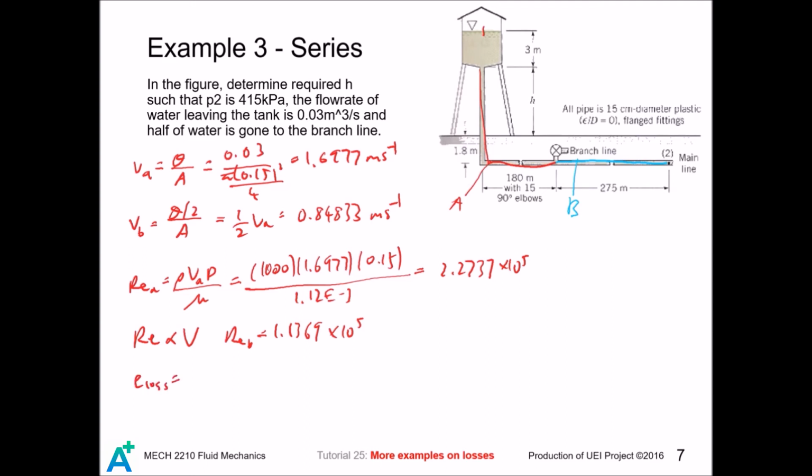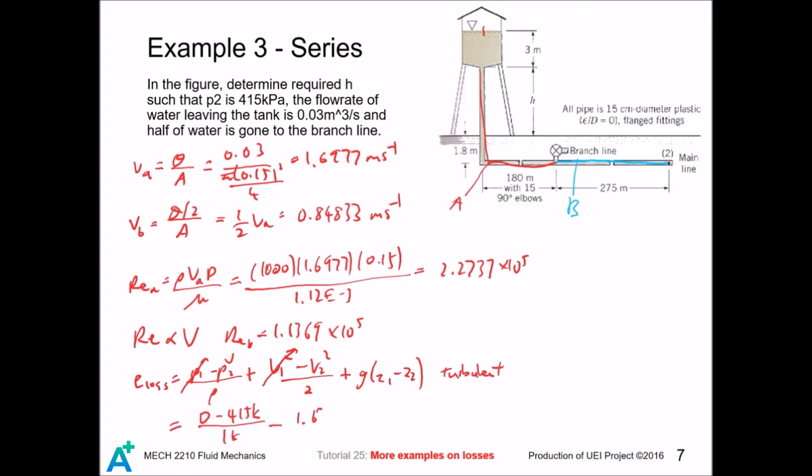So we apply the energy equation from point 1 to point 2. We drop the alpha because the flow is turbulent in both pipe A and pipe B. Point 1 is exposed to atmosphere, and we know the pressure at point 2. Point 1 is in the reservoir, and we are ready to substitute in the values, since the difference in the level is 3H and 1.8.